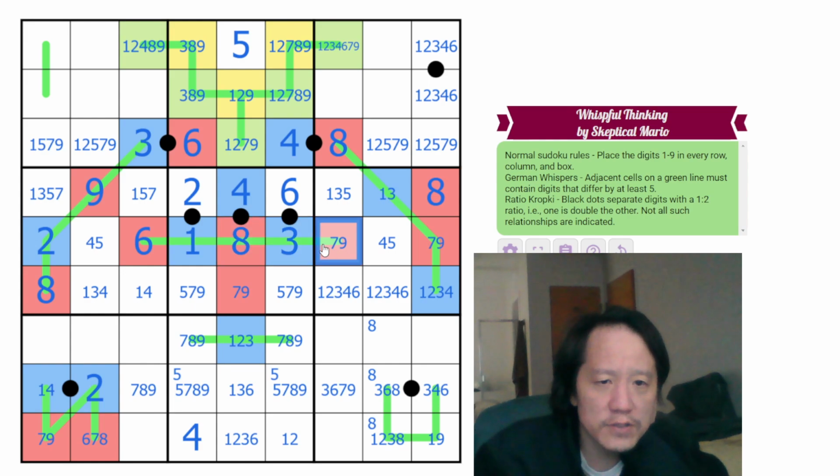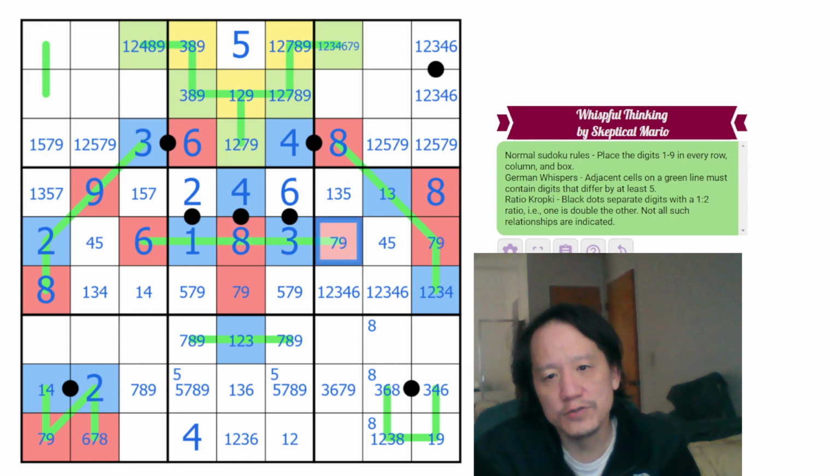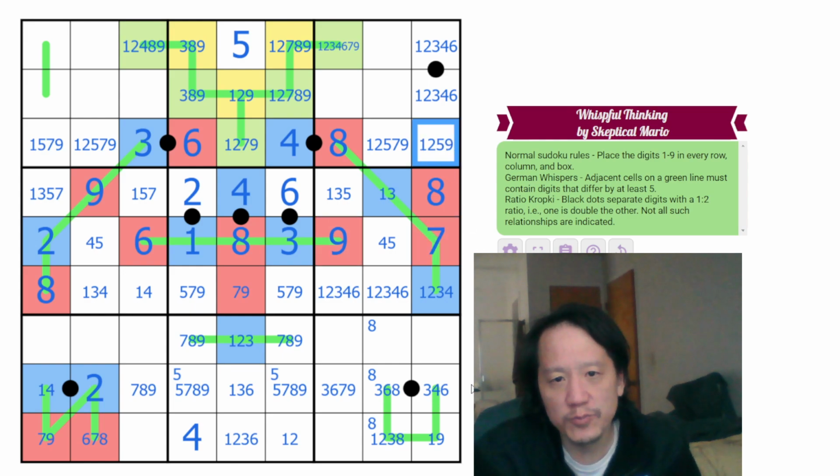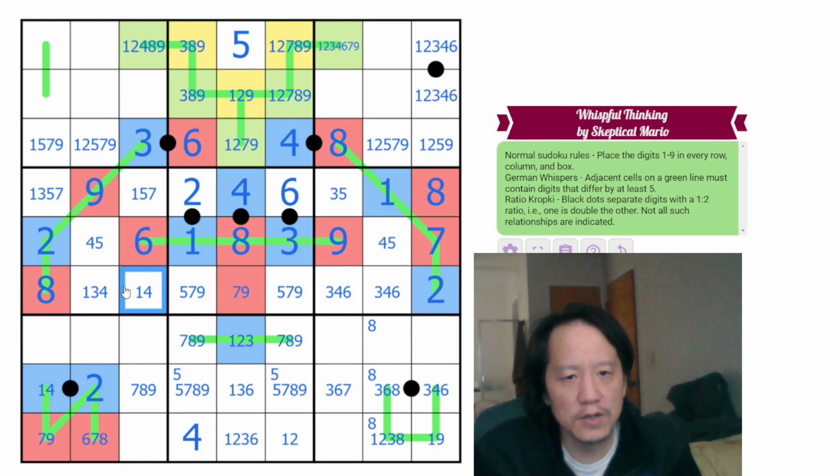Let's see, what else? This can't be 7 because it's next to a 3. So therefore this is 9, which forces this to be 7. Okay, maybe this will get us somewhere. This can't be 7. This can't be 9. This is 7, so it has to be next to 1 and 2. So this is 1, this is 2, which means this can't be 1, this can't be 1, this can't be 2. So these can't be 1. Okay, so one of them has to be one of these 2.